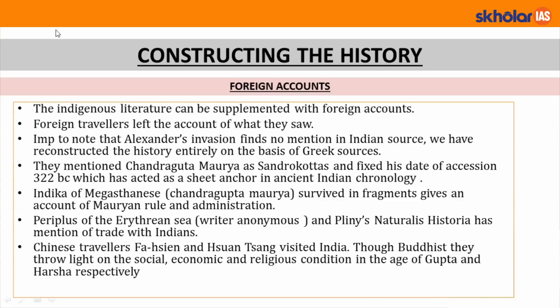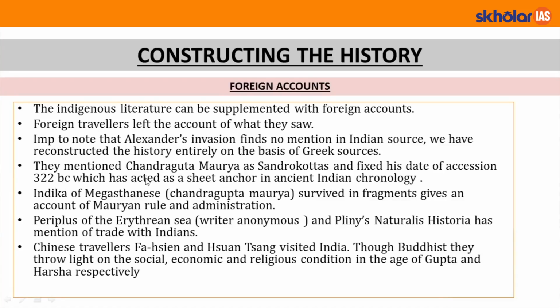Let's go through them once again. The indigenous literature can be supplemented with foreign accounts. These foreign travelers left the account of what they saw. They mentioned Chandragupta Maurya as Sandrocotus, and through these Greek sources we were able to know that Alexander invaded India in 326 BC. They have fixed the date of accession of Chandragupta Maurya to the throne as 322 BC, and this has acted as a sheet anchor in ancient Indian chronology.